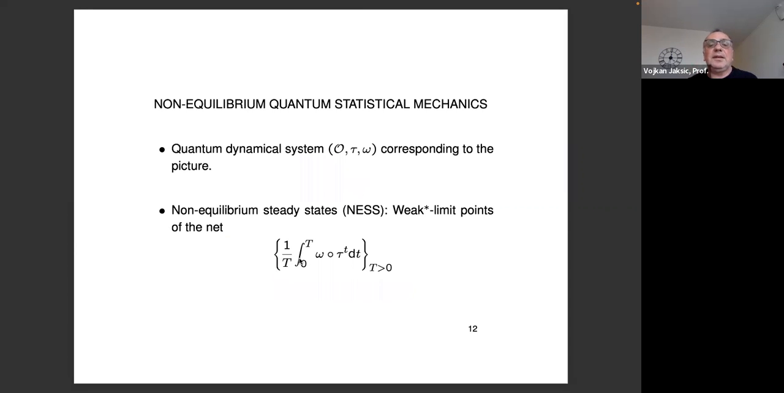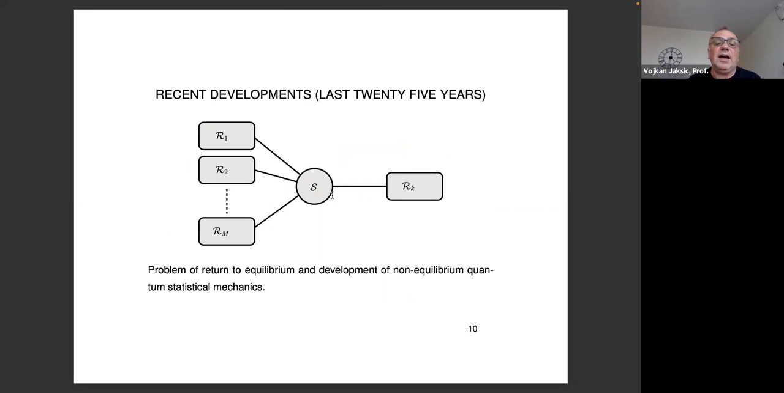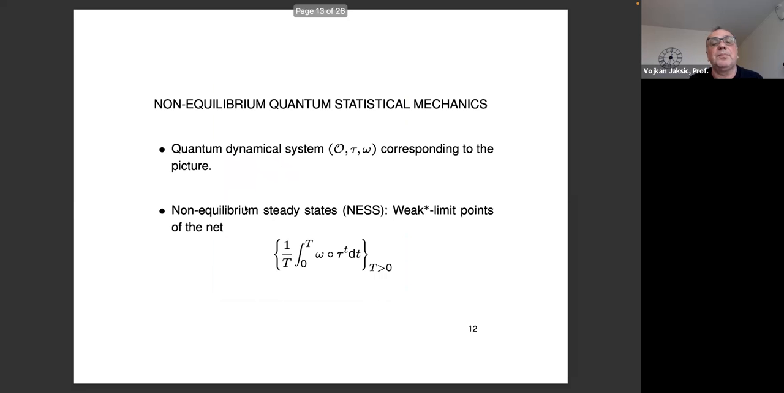So non-equilibrium quantum statistical mechanics can start with the picture that we have here. You again have some quantum dynamical system that describes it. There is a C* algebra of observables, which is the tensor product of the corresponding algebras. There is a dynamics, which is just a combination of the dynamics of individual systems with a perturbation that connects S to each of the reservoirs. And there is an initial state, which we assume just to be a product state, an arbitrary state of the system S, coupled to the reservoirs, which are all in thermal equilibrium. And this is our omega composed with tau.